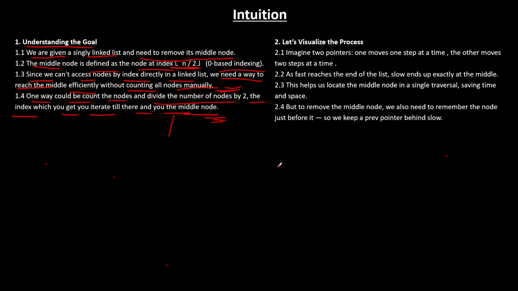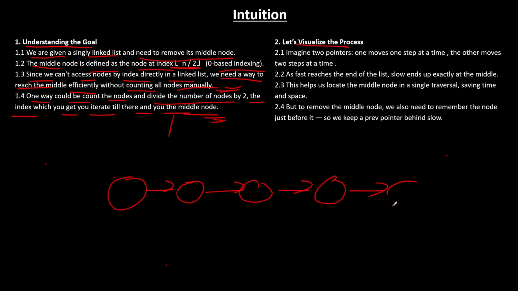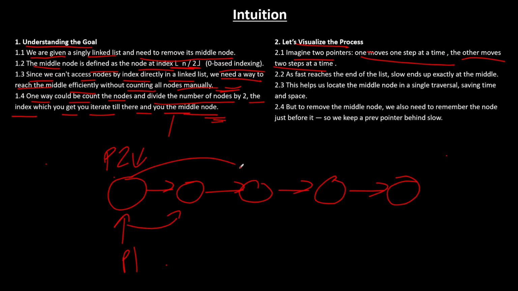Now let's go for the visualization process. Let me draw the linked list again. Okay, fine. Imagine 2 pointers. One moves one step at a time. Let this be one pointer, P1, and the other pointer moves 2 steps at a time. Let this be the 2 pointer. So this pointer moves one step at a time, and this pointer moves 2 steps at a time.